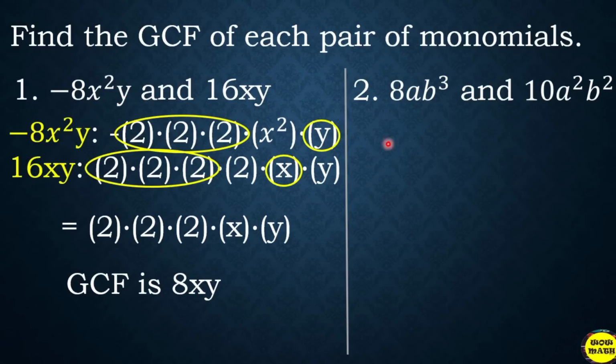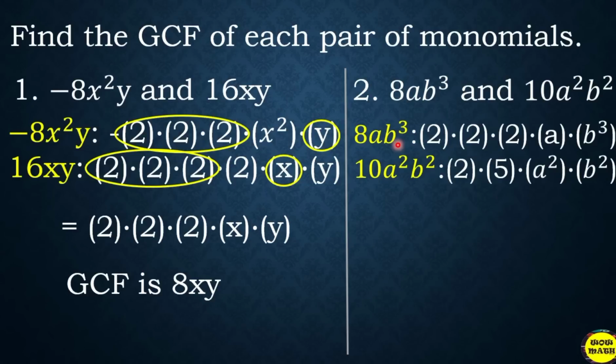Next. I have 8ab cubed and 10a squared b squared. So, lagay natin lahat ng prime factors niya. So, 2. Ganun din, kagaya dito sa kabila. And then sa 10, 2 times 5. So, we are listing yung prime factors, no?